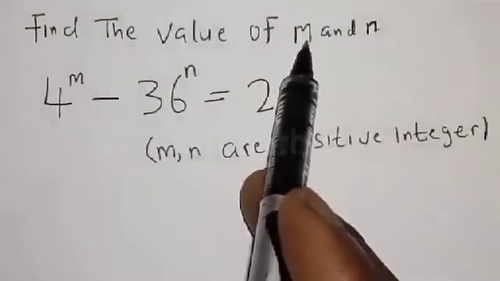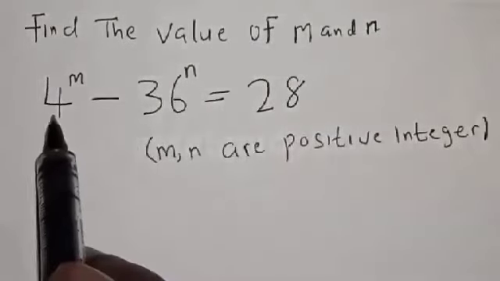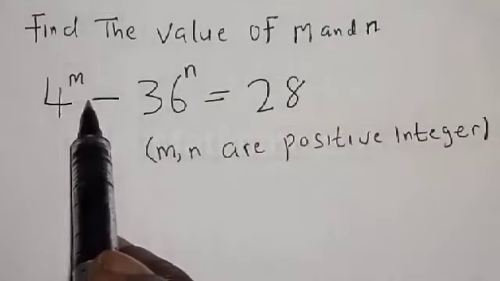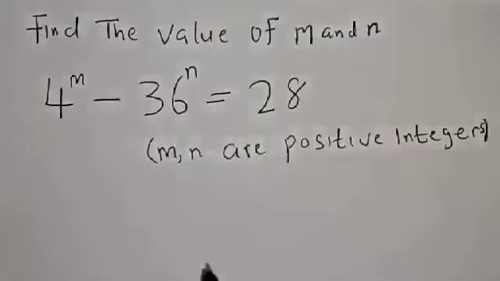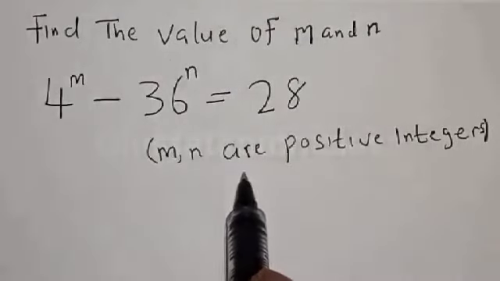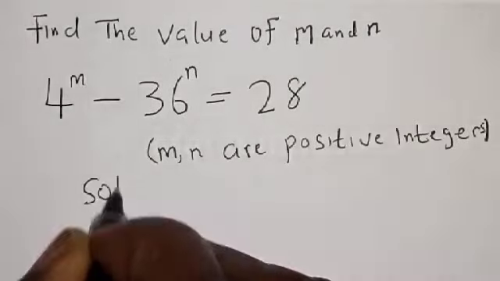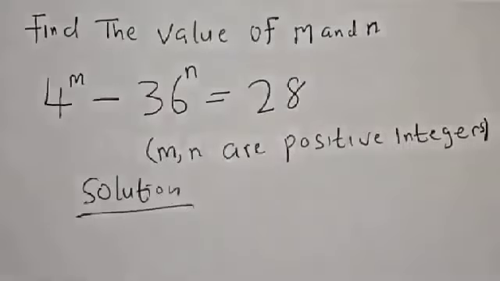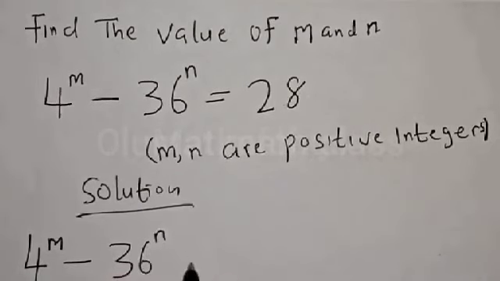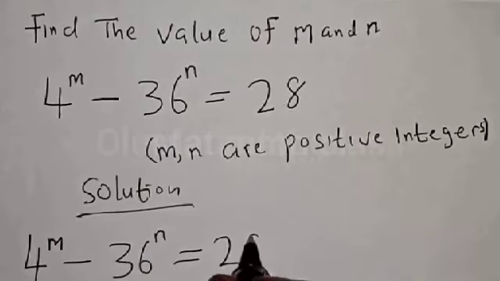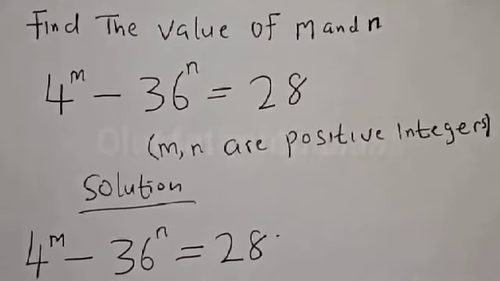Find the value of m and n. 4 raised to power m minus 36 raised to power n is equal to 28, where m and n are positive integers. We have the given equation: 4 raised to power m minus 36 raised to power n is equal to 28.